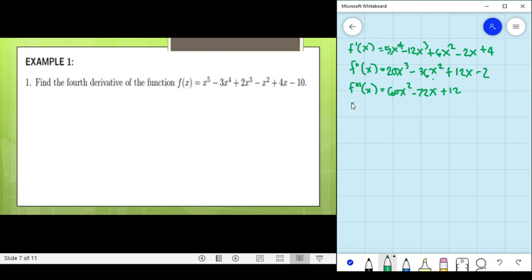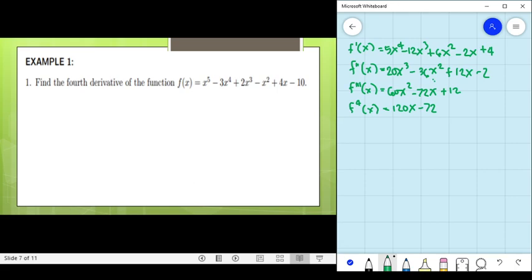And lastly, the fourth derivative of f of x is equal to the derivative of 60x squared, which is 120x. Then the derivative of negative 72x is negative 72. And the derivative of 12 is 0. So therefore, the fourth derivative is equal to 120x minus 72. Okay?